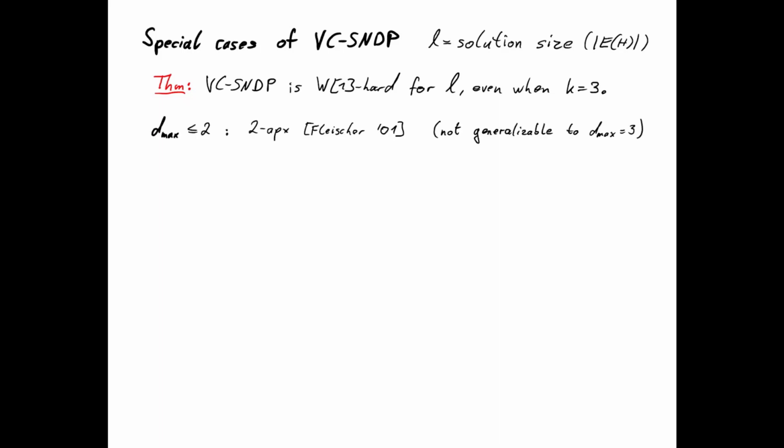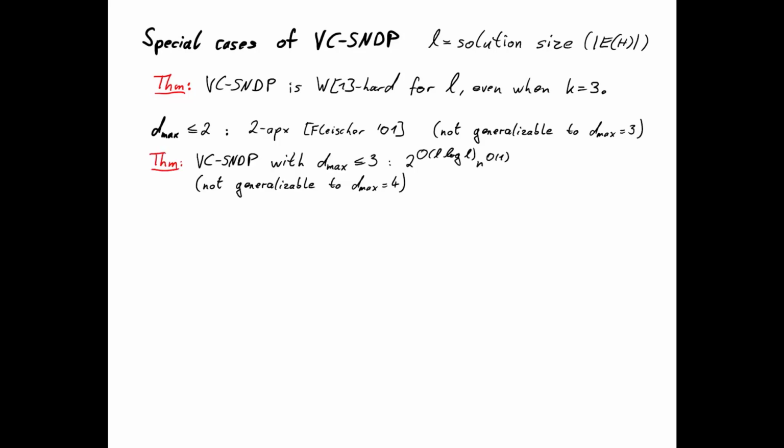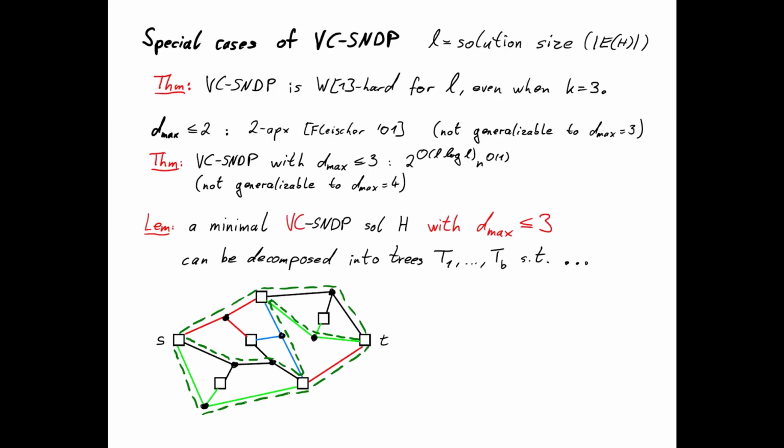FPT? And one case that has been studied also in terms of approximability is when the maximum demand is very small. So if the maximum demand is at most 2, there is a 2-approximation. And interestingly, this approach cannot be generalized to maximum demand 3. And what we show is that for maximum demand at most 3, we get an FPT algorithm, and we cannot generalize it to maximum demand 4. Okay. And the way we do it is essentially the same thing.